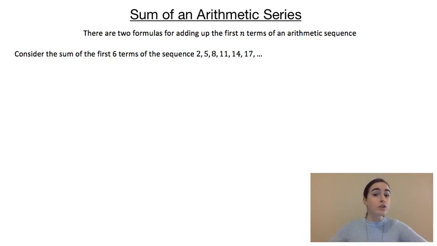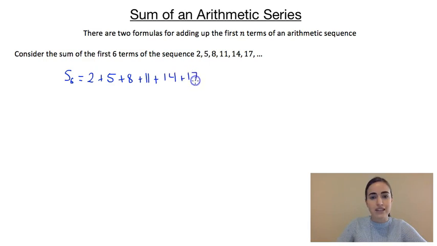To figure out what this formula is, we're going to have a look at the sequence 2, 5, 8, 11, 14, 17, and we're going to add up those first 6 terms. We'd write that as S6, so the sum of the first 6 terms would be 2 plus 5 plus 8 plus 11 plus 14 plus 17.